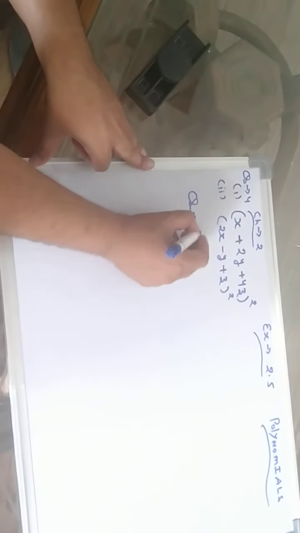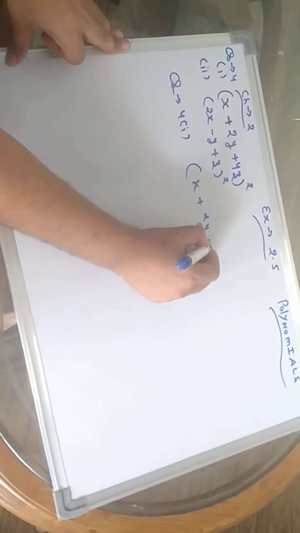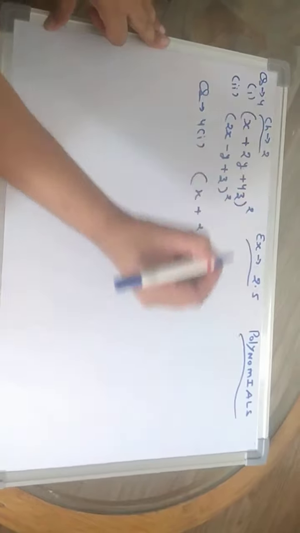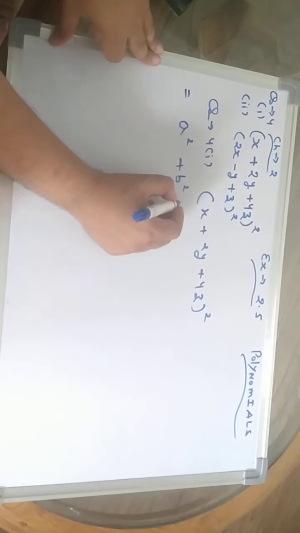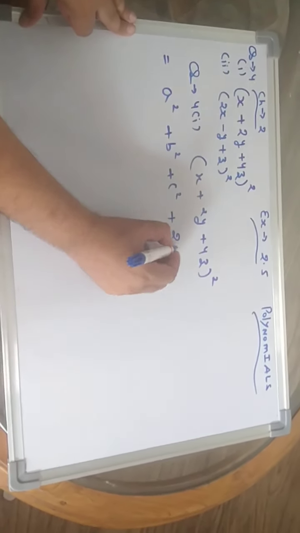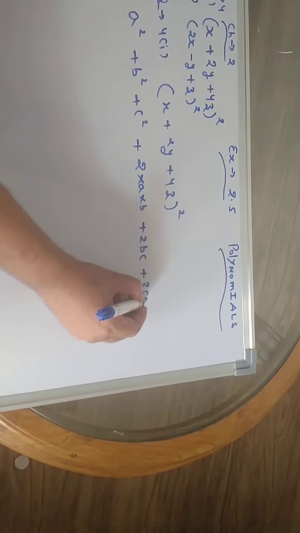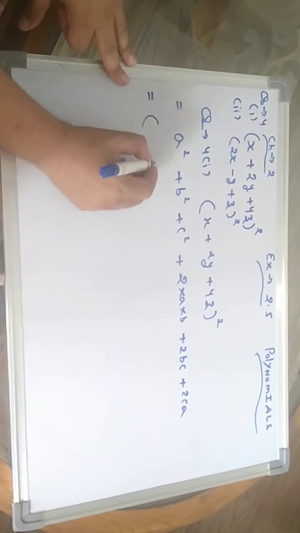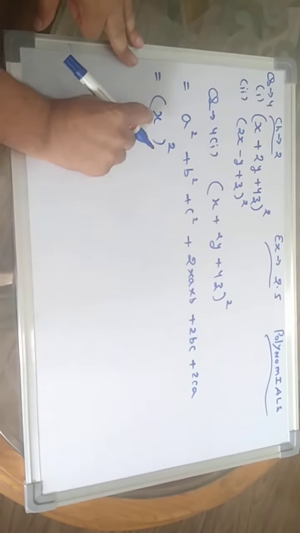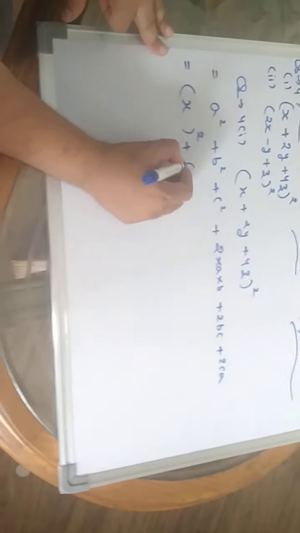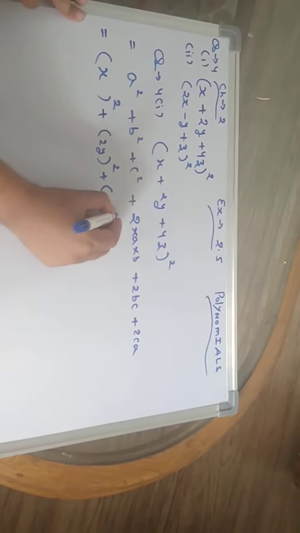Question number 4, part first: (x plus 2y plus 4z) whole square. Let us apply the formula: a square plus b square plus c square plus 2ab plus 2bc plus 2ca. Here our a is positive x, I put this in the form of x whole square. And b is 2y whole square. Our c is 4z whole square.